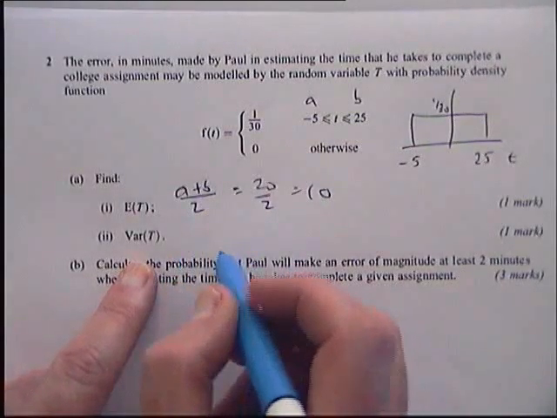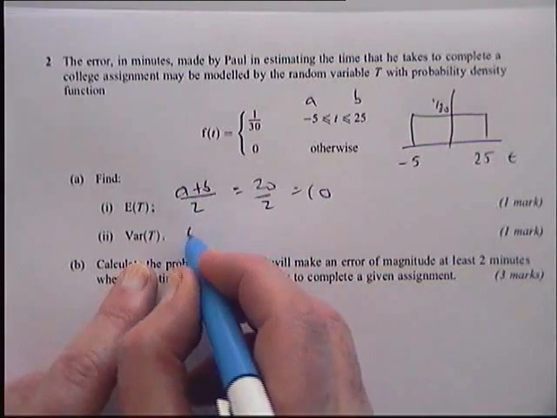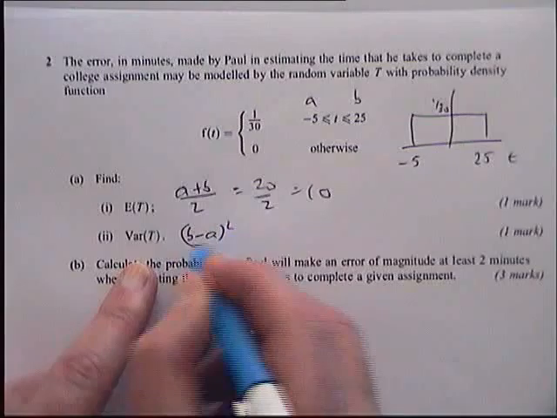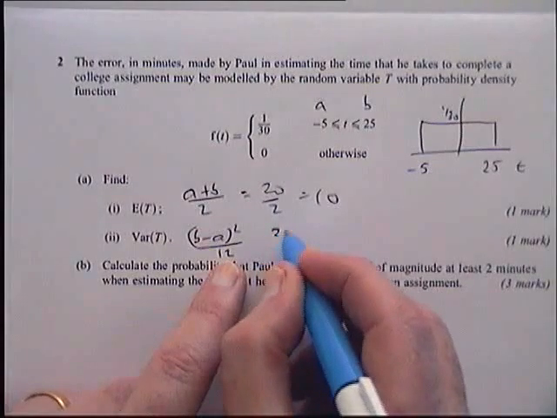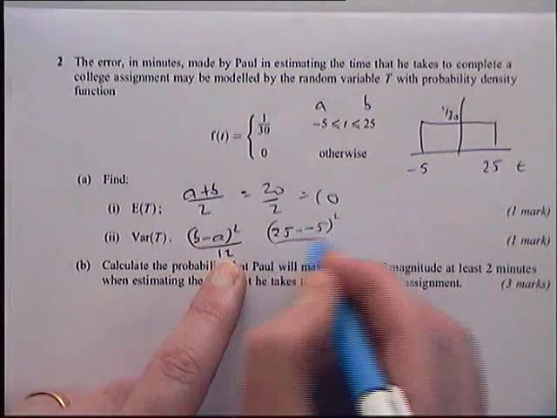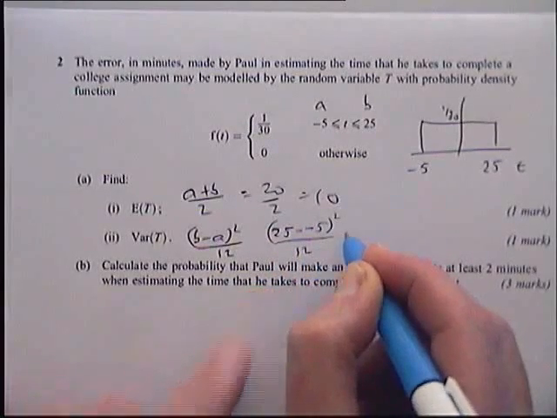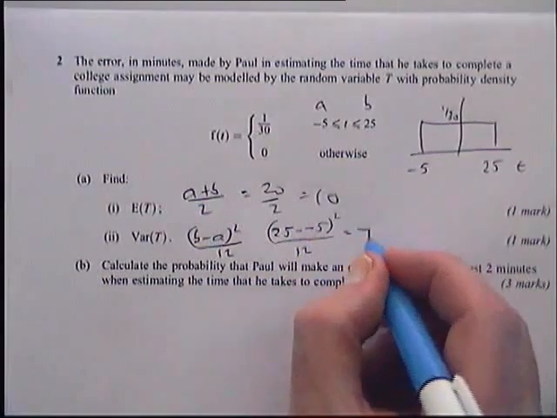Can anybody tell me the formula for the variance of a rectangular? Richard? B minus a all squared over 12. Yeah, okay. Again, it's something you just need to remember, you can quote, and you don't need to do any integration. So that will be 25, take away minus 5, which is 30, all squared, which is 900, divided by 12, and that comes out to be 75. And again, there's just 1 mark for that, because there wasn't much calculation to do.